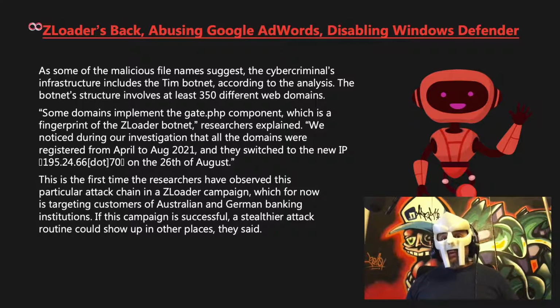This is the first time the researchers have observed this particular attack chain in a ZLoader campaign, which for now is targeting customers of Australian and German banking institutions. If this campaign is successful, a stealthier attack routine could show up in other places, they said. The attack chain shows how the complexity of the attack has grown in order to reach a higher level of stealthiness, researchers concluded. The first stage dropper has been changed from the classic malicious document to a stealthy signed MSI payload. It uses backdoored binaries and a series of living-off-the-land utilities to impair defenses and proxy the execution of the payloads.